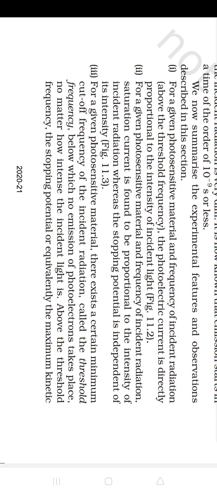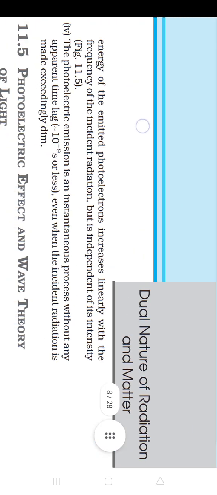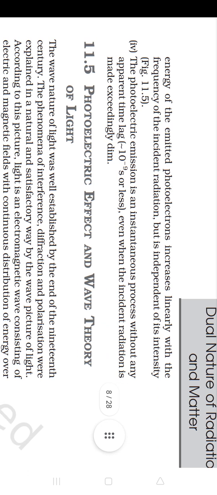3. For a given photosensitive material, there exists a certain minimum cutoff frequency of incident radiation, called the threshold frequency, below which no emission of photoelectrons takes place, no matter how intense the incident light is. Above the threshold frequency, the stopping potential, or equivalently the maximum kinetic energy of the emitted photoelectrons, increases linearly with the frequency of incident radiation but is independent of its intensity.